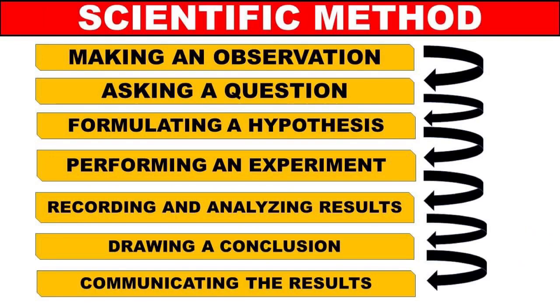And those are the different components of a scientific method. Again, these are making an observation, asking a question, formulating a hypothesis, performing an experiment, recording and analyzing the results, drawing a conclusion, and communicating the results.